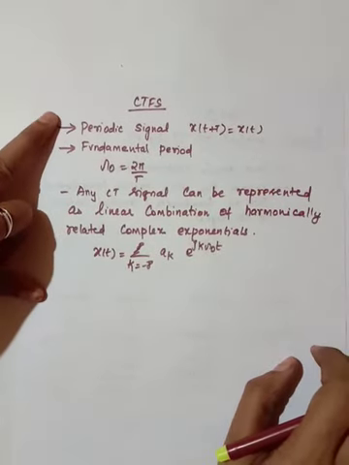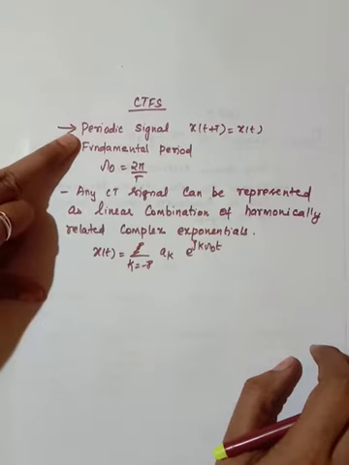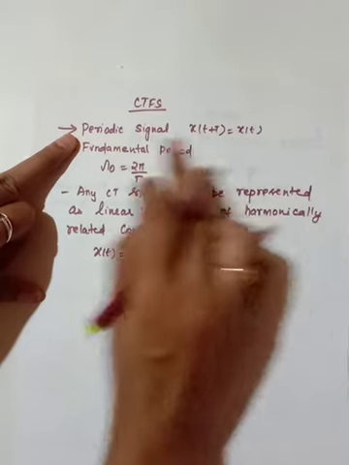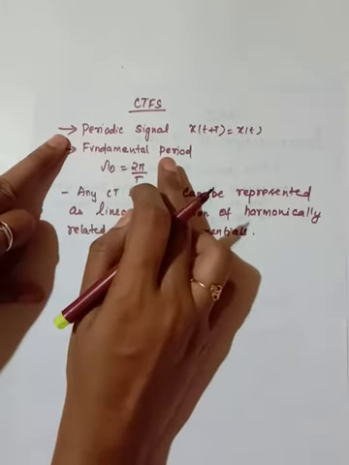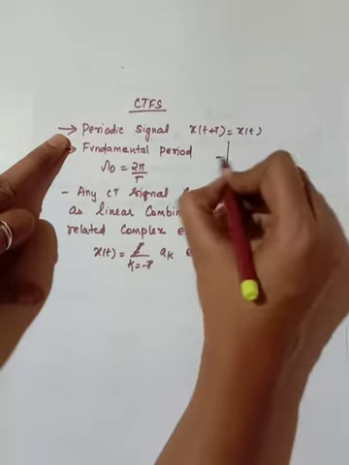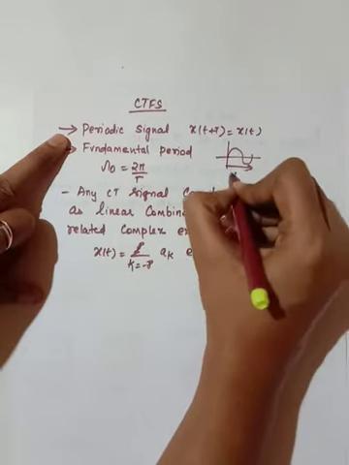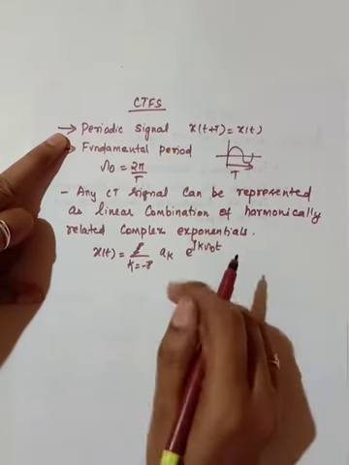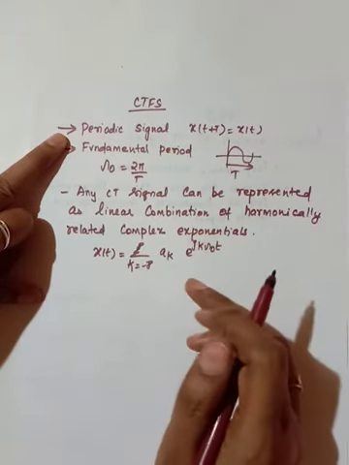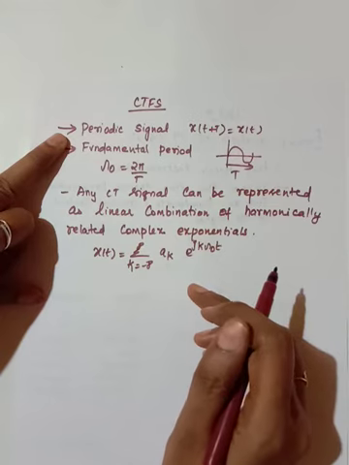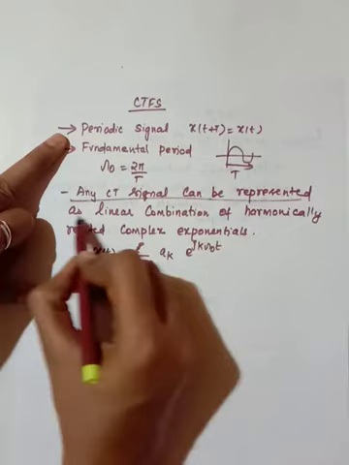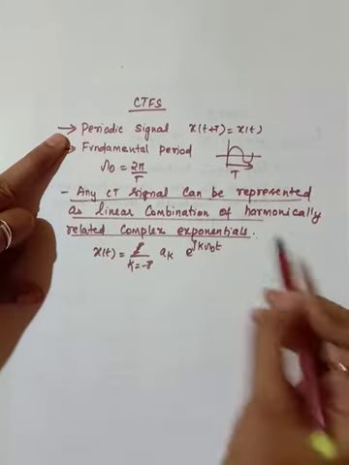Now we will discuss the continuous time Fourier series. This is meant for periodic signals, that is, x of t plus T equals x of t. If it is a continuous signal with period T, you can find its fundamental frequency omega naught equal to 2 pi by T. The significance of the Fourier series is that any continuous time periodic signal can be represented as a linear combination of harmonically related complex exponentials.